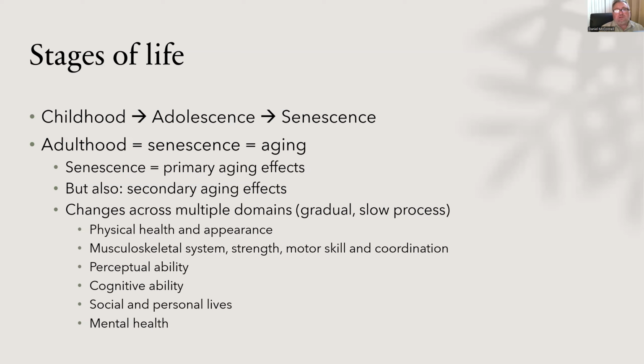But of course, because Alzheimer's disease is far more likely to occur in older adults than in younger adults, these effects correlate with age. So we will call them secondary aging effects. As we go through the semester, we may have cause to mention whether or not something is primary or secondary. It's not going to be a huge focus, but we'll cover that here and there.